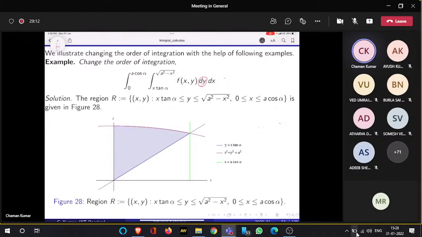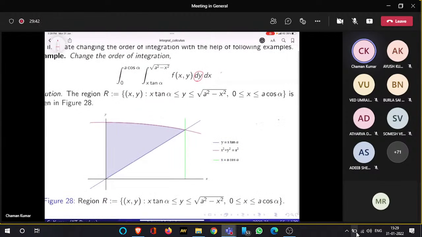In this example, integration is performed with respect to the y variable, and we are asked to change the order. That means now I have to perform the integration with respect to the x variable. So I have to identify the limit of x first of all. How will you find the limit of x? You find the limit of x by drawing a line parallel to the x-axis. So I draw a line parallel to the x-axis here.